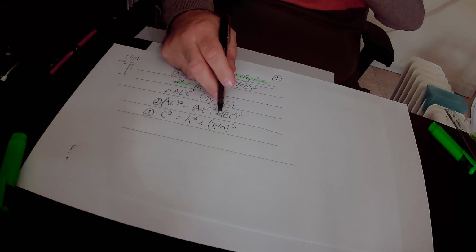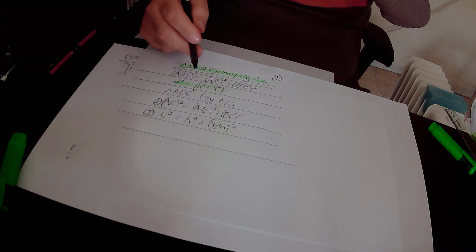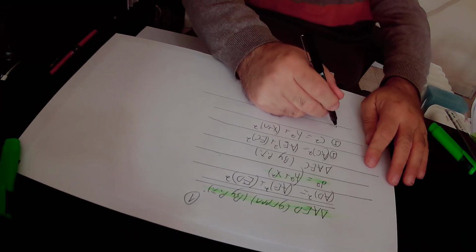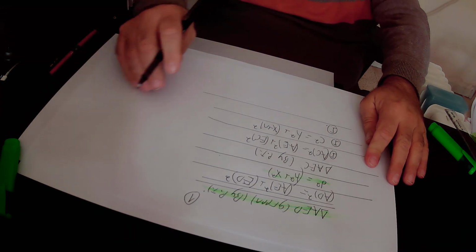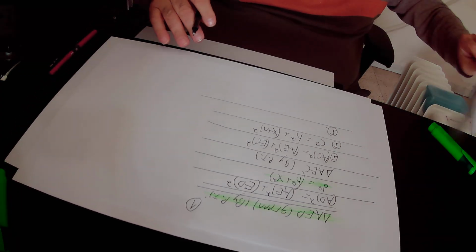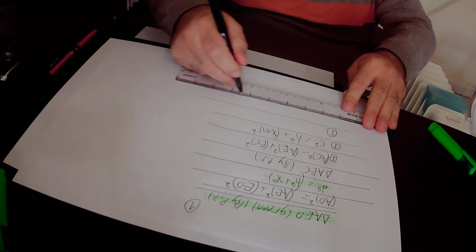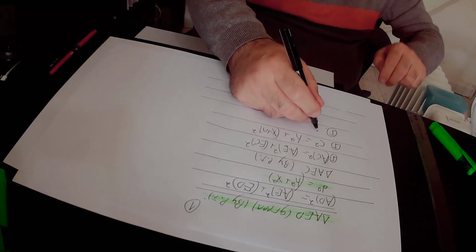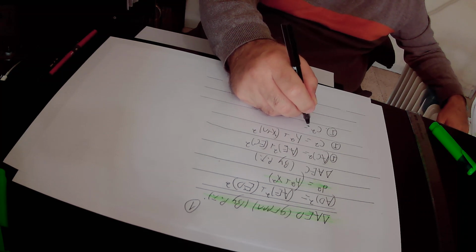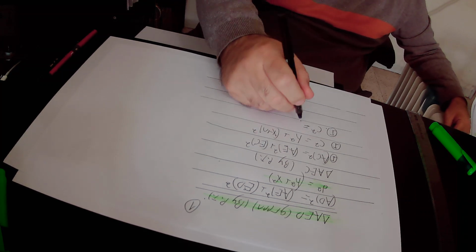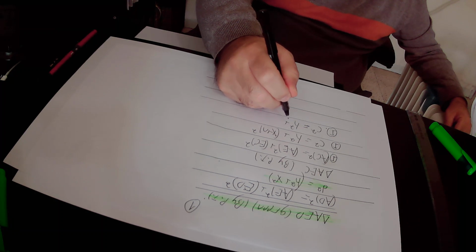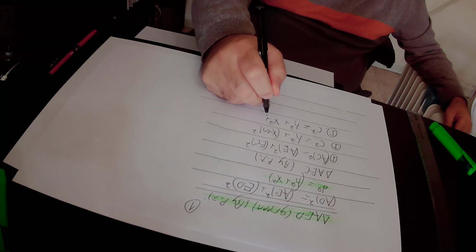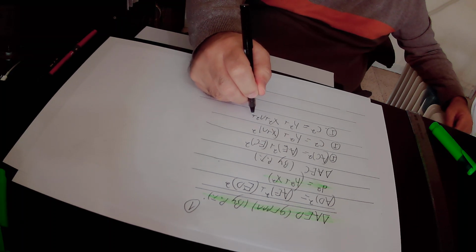Here we'll open the brackets on this side of equation number 1, and we'll get that according to equation number 1, C squared equals H squared plus (x plus n) squared, which equals H squared plus x squared plus n squared plus 2 times xn.